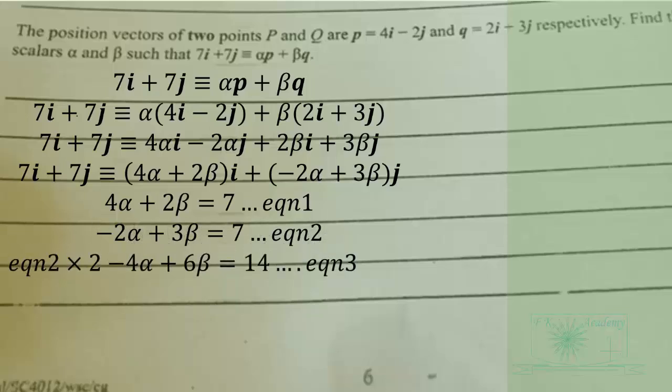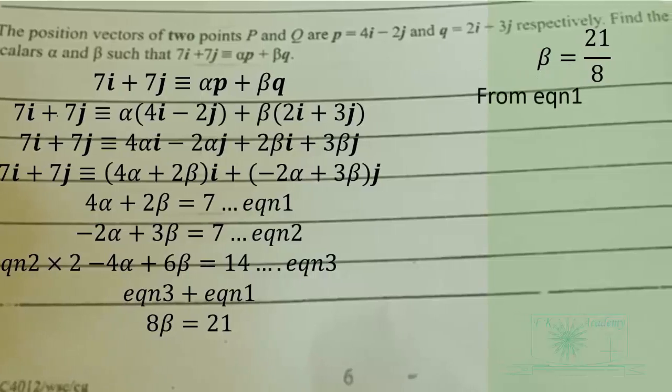So we multiply equation 2 by 2 to get equation 3: negative 4 alpha plus 6 beta equals 14. Next, what do we do? We can now add equation 3 and equation 1 to eliminate alpha. So that will give us 8 beta equal 21. Therefore, beta is equal to 21 over 8.